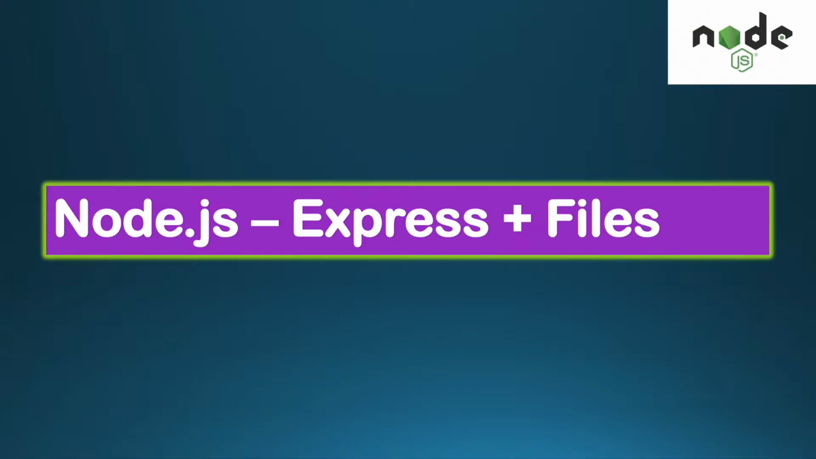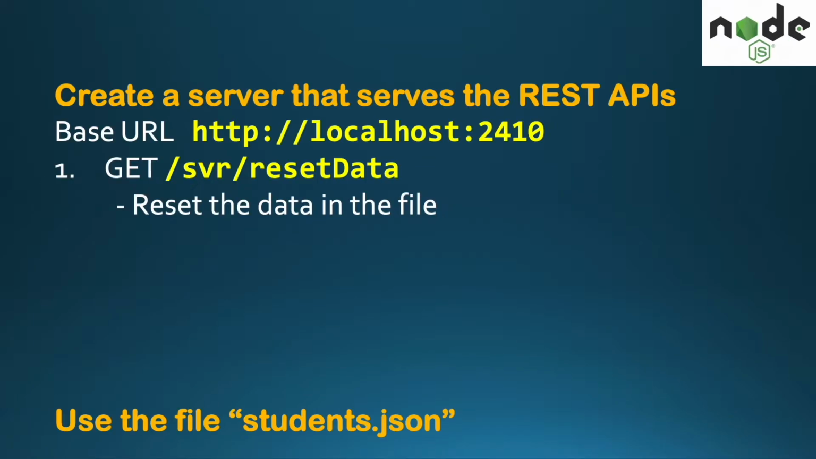In this video, we will learn how to use Express with files. We will create a set of REST APIs wherein the data comes from a file, and we will create a JSON file and use that to store the data and to serve these APIs. Using these files means that when we close the server and start it again, the data remains there. Earlier when we had used Express, whenever we closed the server and started it again, the data got reset.